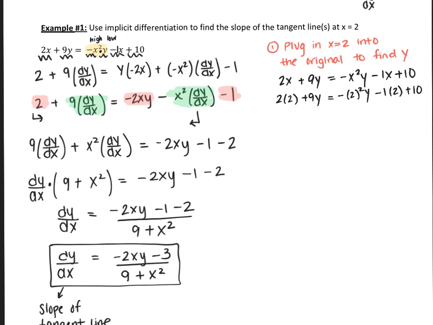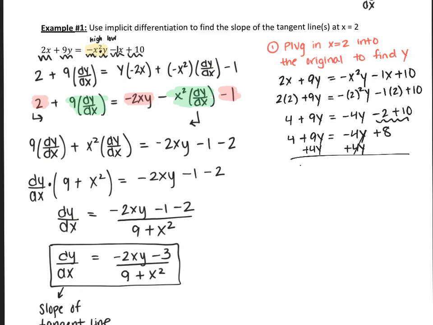And let's see if we could solve for y. So we've got 4 plus 9y equals negative 4y minus 2 plus 10. So 4 plus 9y equals negative 4y plus 8. All I did was combine those. I'm going to add 4y to both sides. So I get 4 plus 13y equals 8.